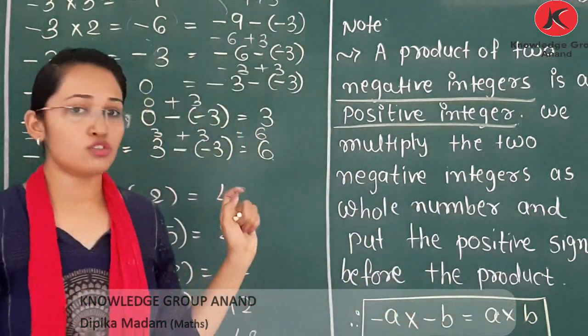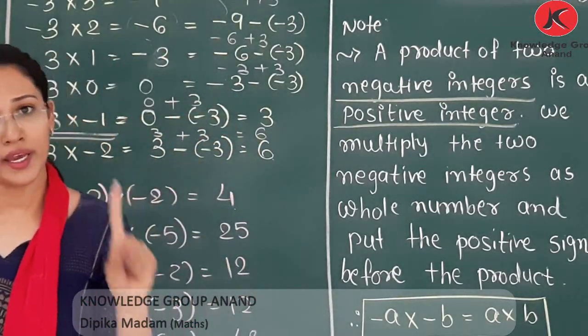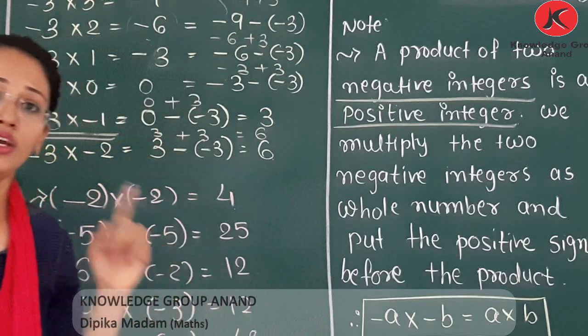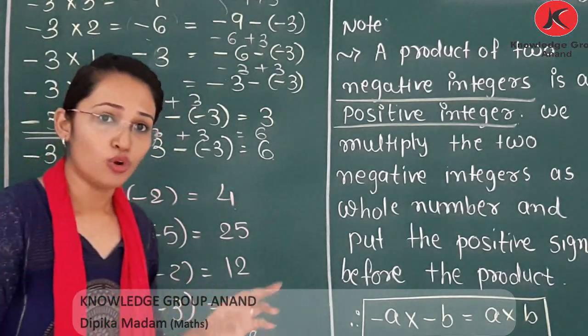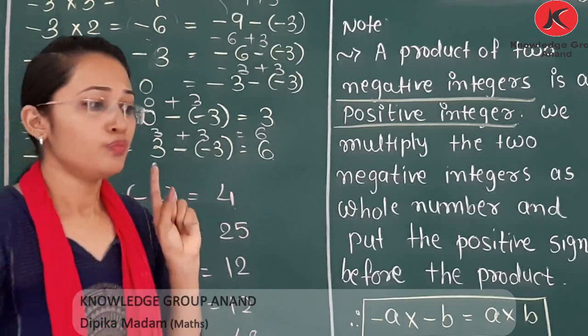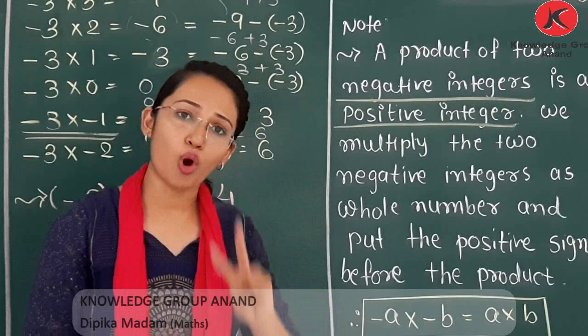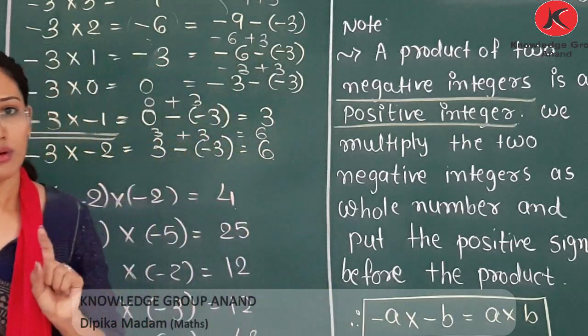What we learn in this topic: if one integer is negative and one is positive, what is the answer? Negative. If both are negative, what is the answer? Positive. Again, if one is negative and one is positive, the answer is negative, and if both are negative, then the answer is positive.